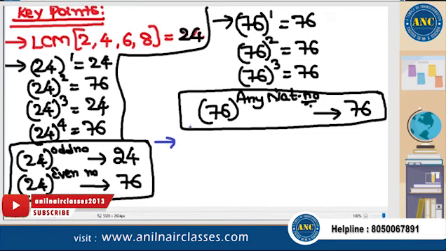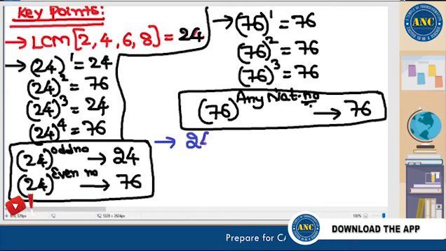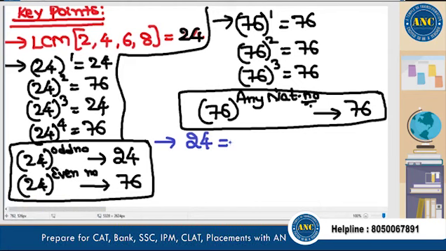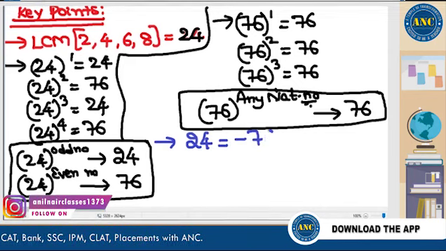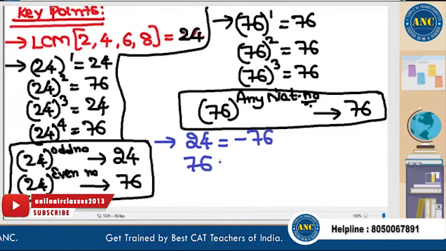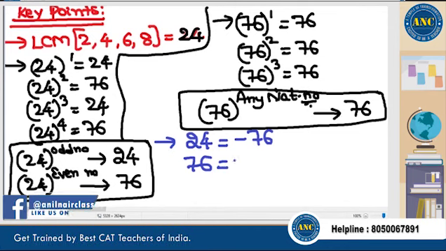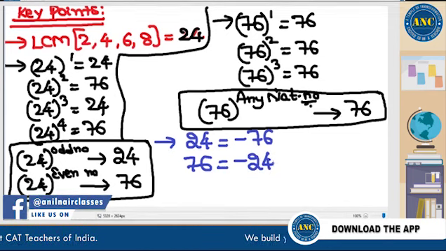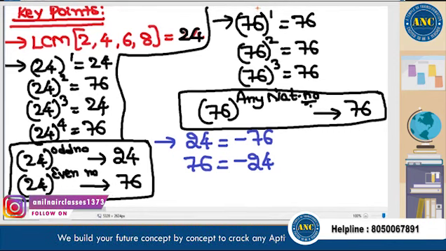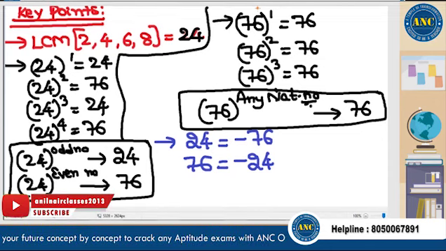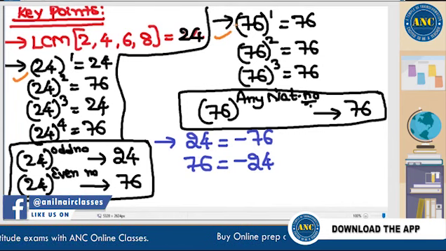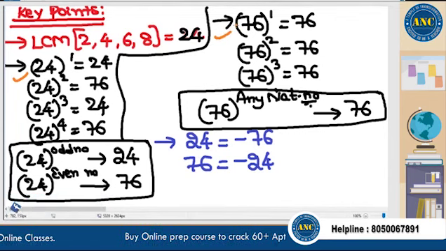Now fourth key point, suppose I have a number 24, right? What is the negative remainder of 24? 24 minus 100 is minus 76. That means the negative remainder of 24 is 76. Suppose if I have 76, what is the negative remainder of 76? Minus 24. That means 24 and 76 can be interchanged whenever you require using the negative remainder concept. And we know the properties of both 24 and 76, right? 24 and 76 can be interchanged whenever you require.